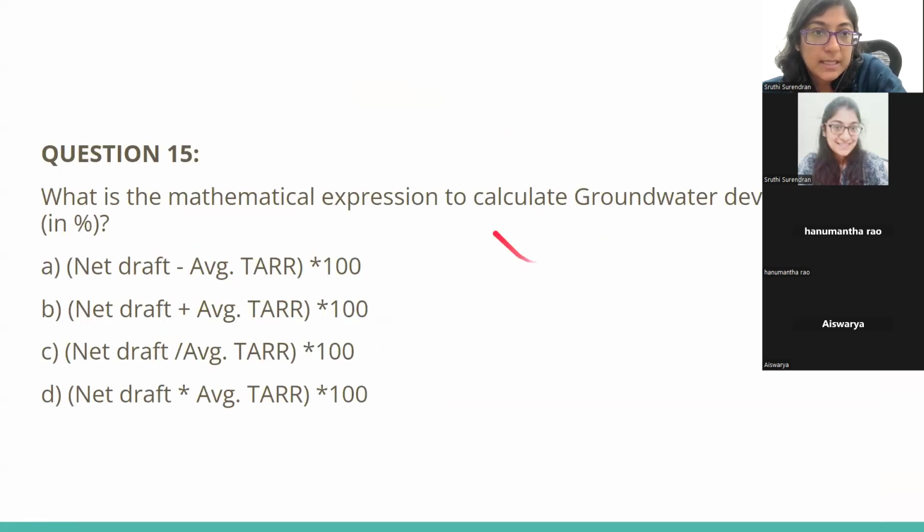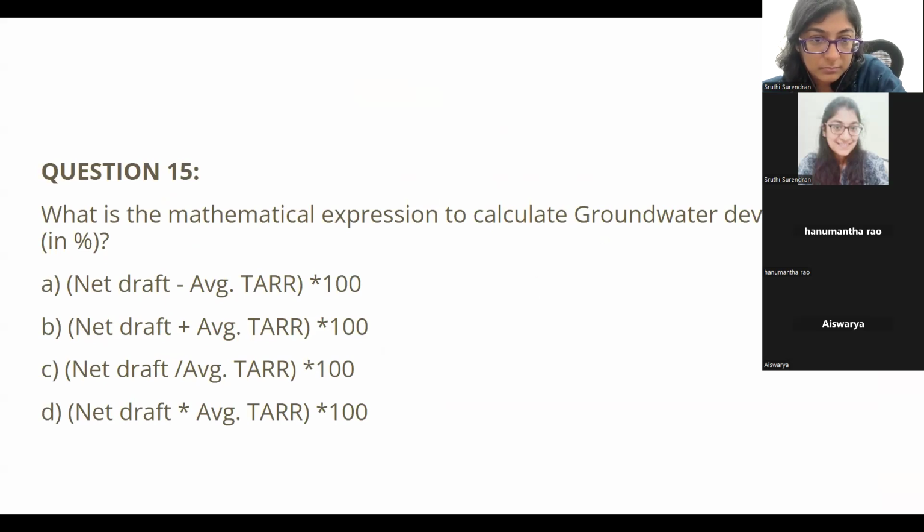Now, what is the mathematical expression to calculate groundwater development in percentage? I think I'll just go with the explanation because you might not be familiar with these, or give it a try. If there are people who know, give it a try. Okay, yes.